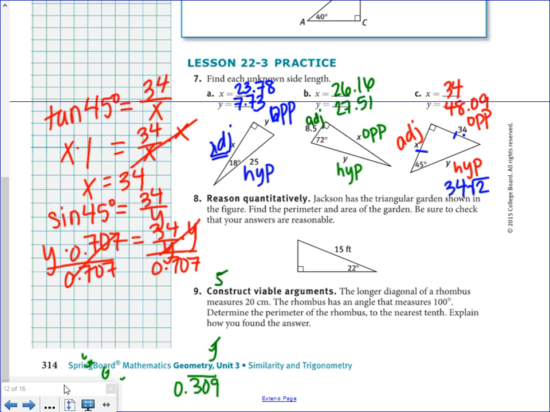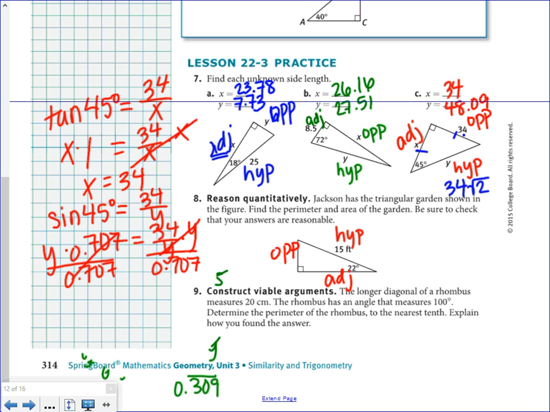So now let's look at number 8. Jackson has the triangular garden shown in the figure. Find the perimeter and area of the garden. Be sure to check that your answers are reasonable. So we know that we have 15 feet, and that is our hypotenuse. In relation to the 22-degree angle that they gave us, this is our adjacent, and this is our opposite.